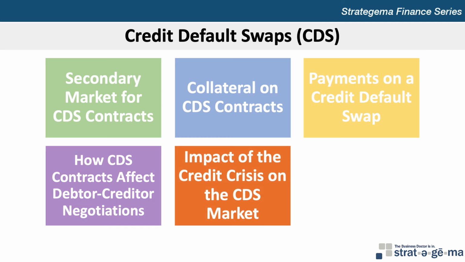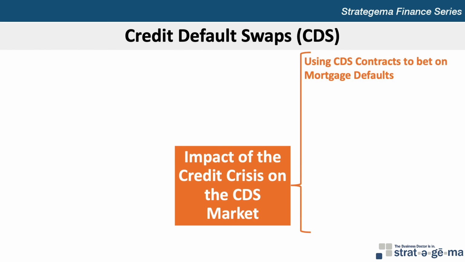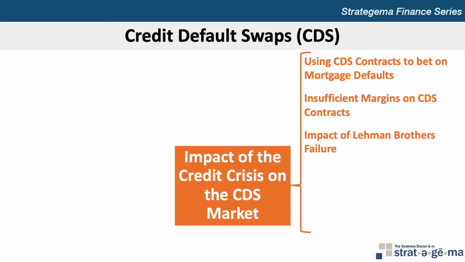During the housing boom in the 2003 to 2006 period, many financial institutions accumulated large holdings of mortgage-backed securities. Some financial institutions used credit default swaps to take speculative positions on their expectations that many mortgages would default. During the credit crisis, the sellers of many credit default swaps didn't establish a sufficient margin backing the agreement. Lehman Brothers was a major participant in the CDS market. When it went bankrupt in September 2008, it didn't cover all of its CDS obligations.